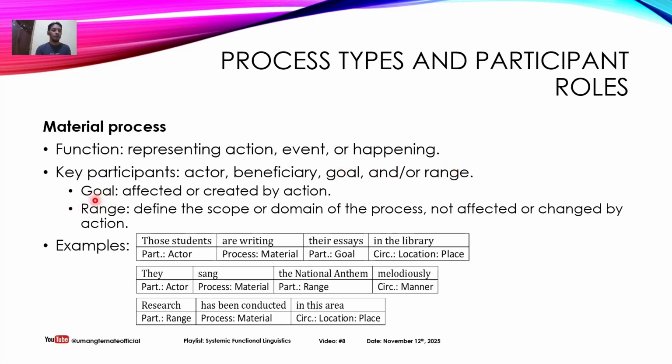The difference is this: the goal, if the participant is affected or created by action, it undergoes changes based on the actions or the process. Meanwhile, the range functions to define the scope or the domain of the process, but it is not affected or changed by the action or the process.